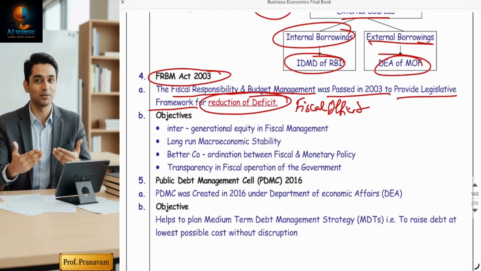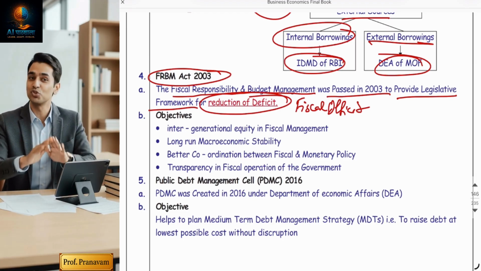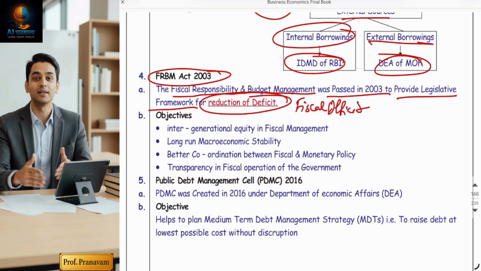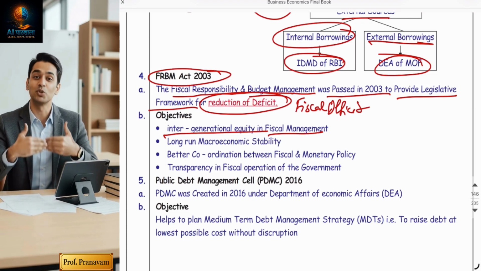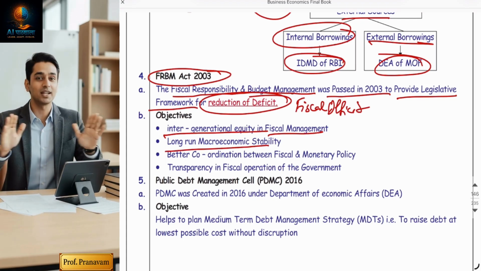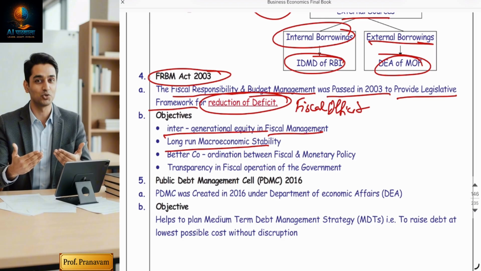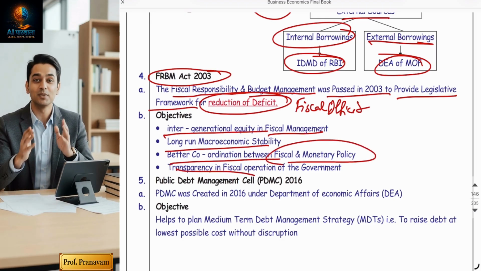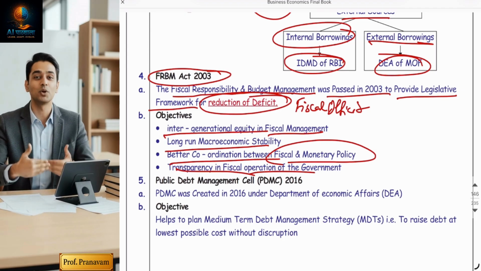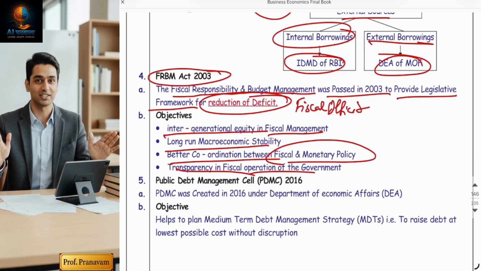Now, the objective is very simple. The main objective is to reduce fiscal deficit. It also covers intergenerational equity in fiscal management, long-run macroeconomic stability, better coordination between fiscal and monetary policies, and transparency in the fiscal operations of the government. So many points are there.